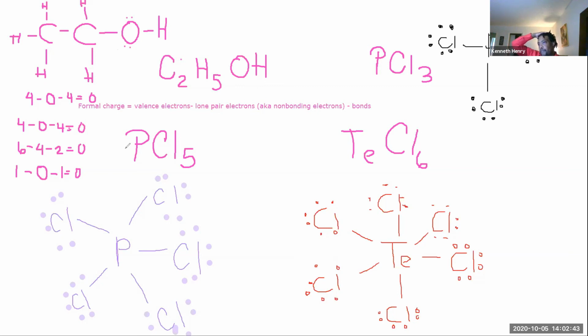What about PCl5? Let's do the center atom, because all the other ones we just have to do one time. So for the phosphorus, Kevin, what is the number of valence electrons for phosphorus? 5. Number of lone pair electrons? 0. Number of bonds? 5.